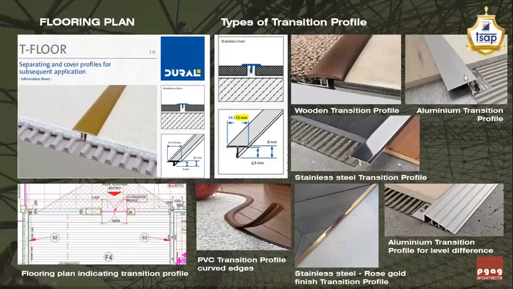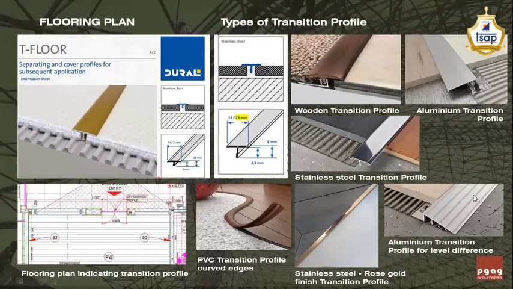Then you can observe the aluminum transition profile used here. The stainless steel profile looks like this. Then the PVC transition profile helps us wherever the flooring transition is in a curve, because all the other materials are very hard, so you cannot actually form a curve in them. But the PVC transition profile is a little flexible material, with which you can form a curve.